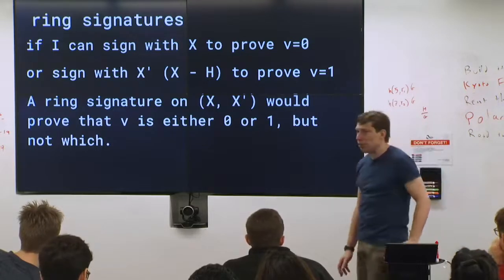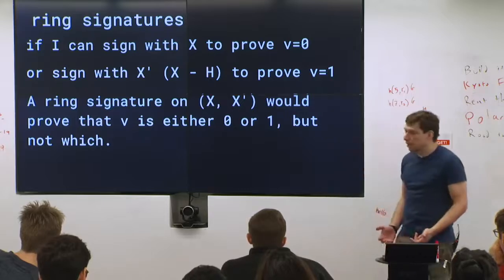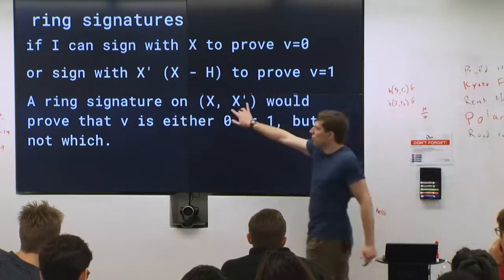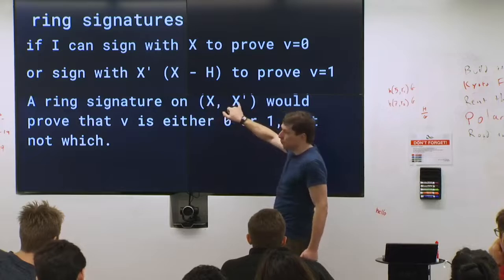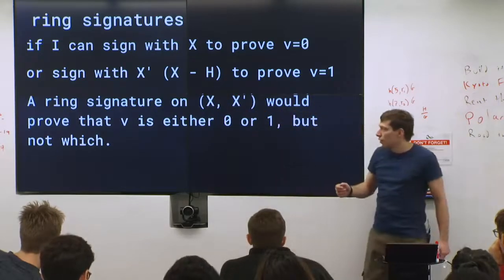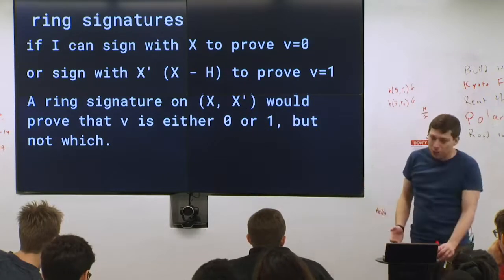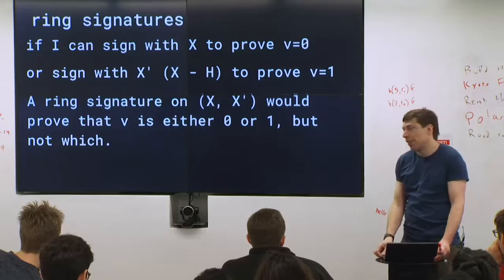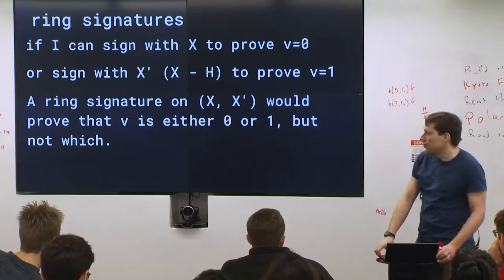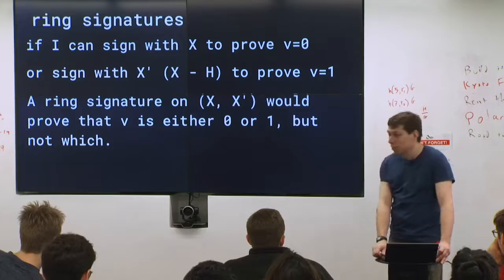But a single signature would just reveal what V was, which isn't useful. But a ring signature, I can say, okay, well, there's two different pub keys, right? One of them's X, one of them's X prime, where you just subtract H. And I'm going to provide a ring signature from one of these two pub keys. Now I've proven to you that V is either 0 or 1. It can't be both, but it can't be 2. It can't be 3. It's got to be one of those two values.